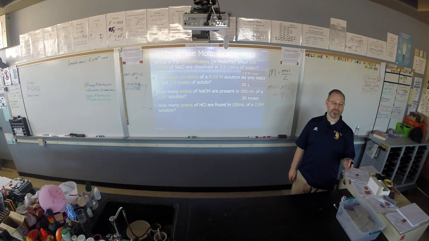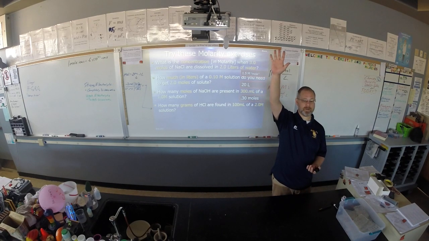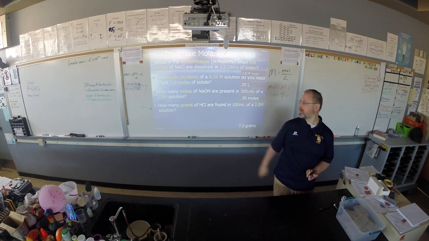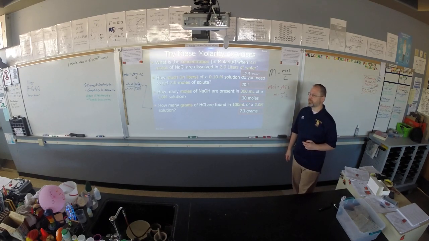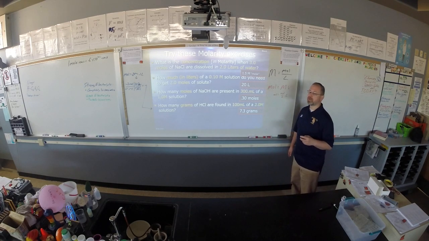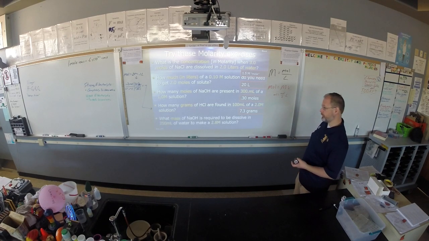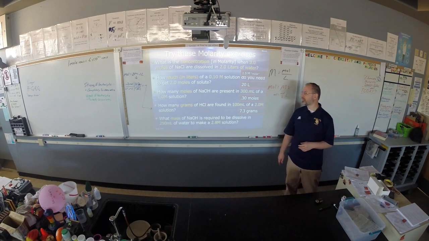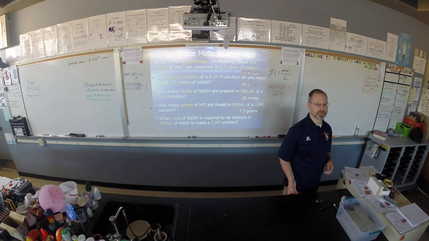If you got a number in grams larger than 1, raise your hand. Larger than 2? Larger than 5? Larger than 10? All right, yeah, about 7-ish. 7.2, 7.3. Okay. Now this next one is going to be the last of this type of exercise, and it's what you're going to be doing on Thursday to prepare for the golden penny lesson. What mass of sodium hydroxide is required to be dissolved in 250 milliliters of water to make a 2.8 molar solution?